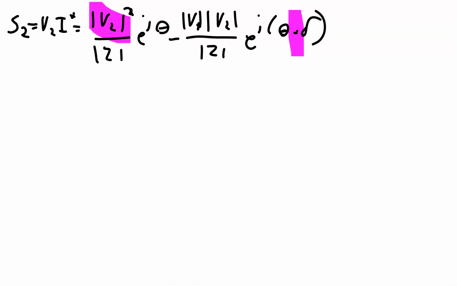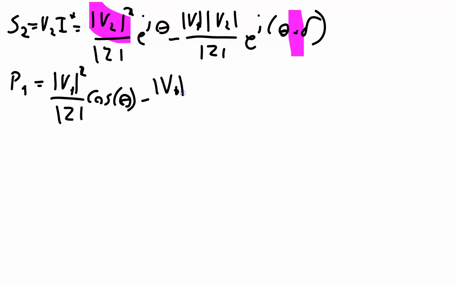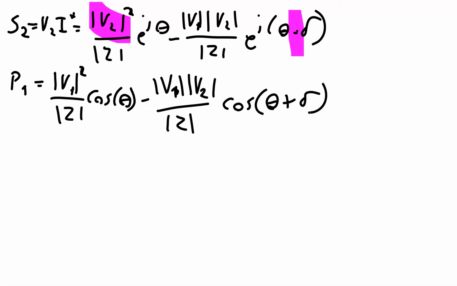Further, you can then express this as active power, P1. If you take P1 now, we just take the expression we had previously and take the cosine of it. So P1 equals V1 squared over Z times cosine theta, minus V1 V2 divided by impedance Z, times cosine of theta plus delta. So that is just for P1.